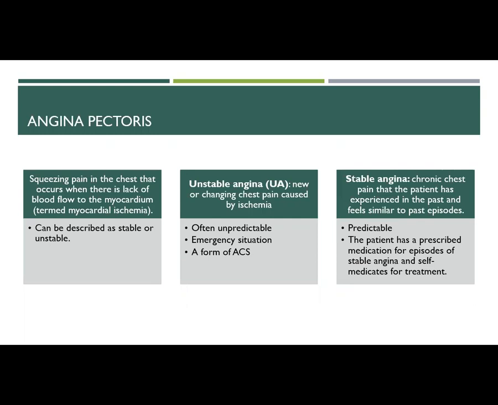So like I said, unstable is that new or changing. Stable is that chronic chest pain. So it's predictable. The patient has a prescription of medication for episodes and medicates for treatment.